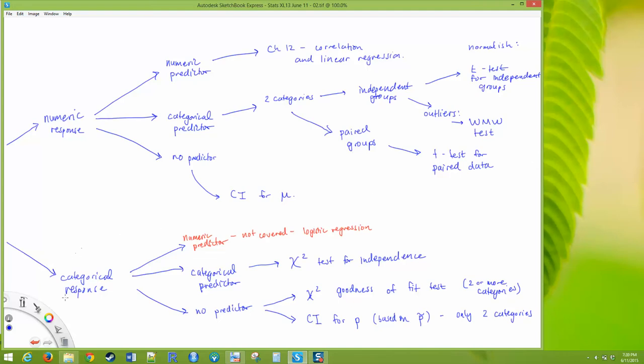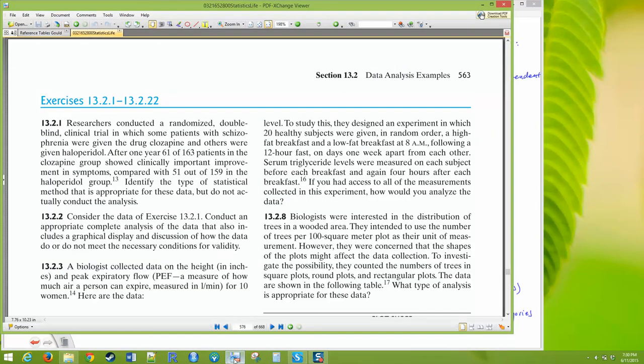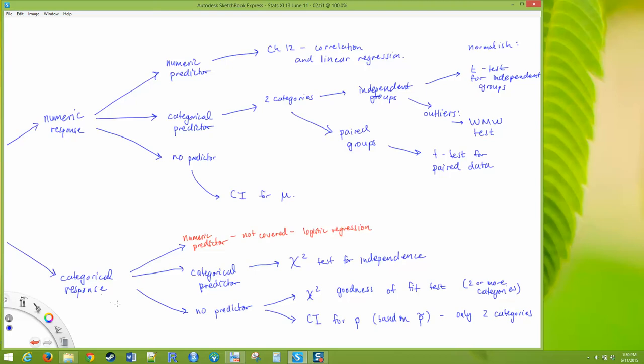So we have a categorical response, right? And what's the response? Did they have clinically important improvement? Yeah, clinically important improvement. So did they show improvement? And we have a categorical predictor. Which drug were they given? So we will use the chi-squared test for independence.